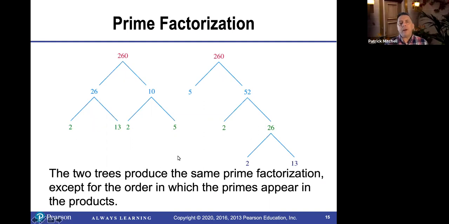Now, this is just showing that it doesn't matter what 2 numbers you start with at the beginning. If I was trying to find the prime factorization of 260, I could start with 26 times 10, or I could start with 5 times 52. In either case, you will eventually end up with 2 squared times 5 times 13, right? So there's 2 times 2 times 5 times 13, and here's 2 times 2 times 5 times 13. So there's where that unique prime factorization comes in that you heard about in the theorem.